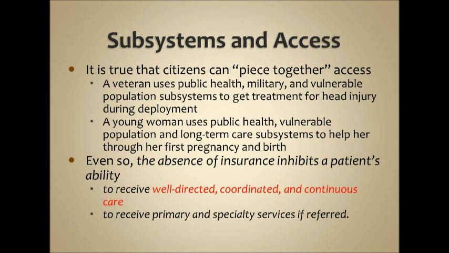But these are the kinds of people who are looking around and trying to piece together access from our different subsystems. I hope you see from those illustrations that the absence of insurance inhibits a patient's ability to really get health care. In order to go through a pregnancy and a birth, or in order to take care of a long-term head injury, a person needs to receive well-directed, coordinated, and continuous care. They need to be able to access all the primary and specialty services they need.